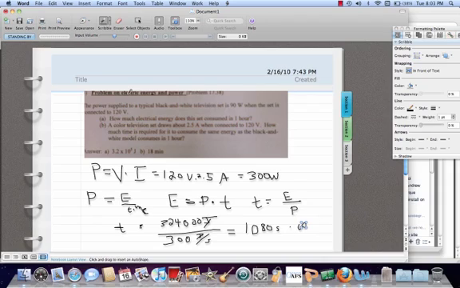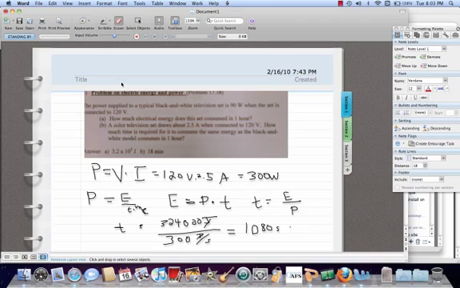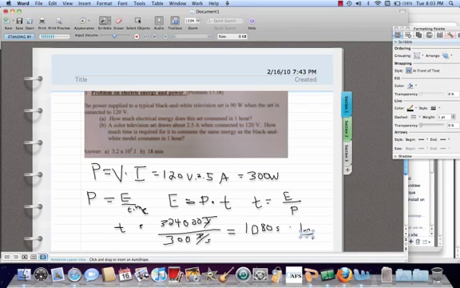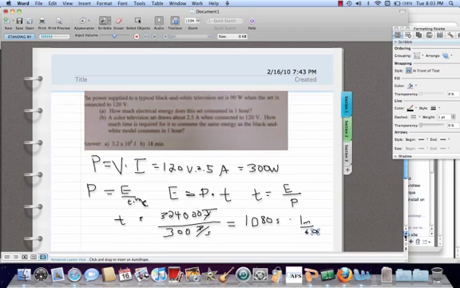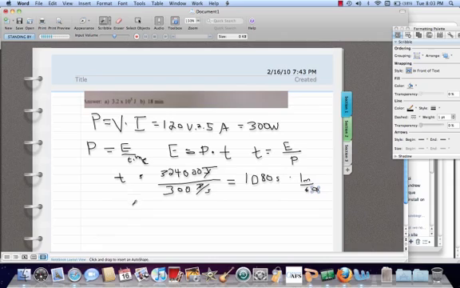Whoops, no, that's not what I want to do. I want to divide. 1 minute is 60 seconds. So I find that my time, when I divide, is equal to 18 minutes.